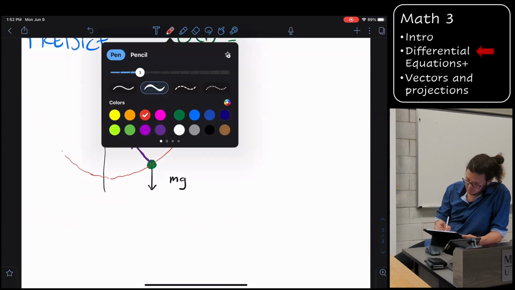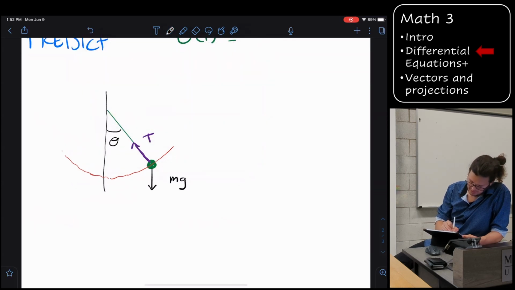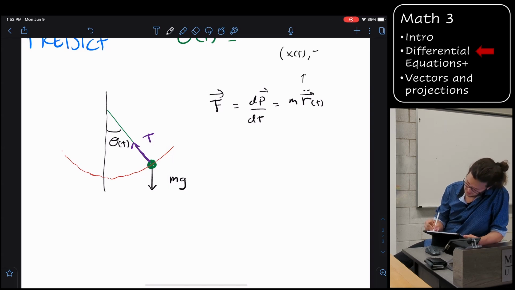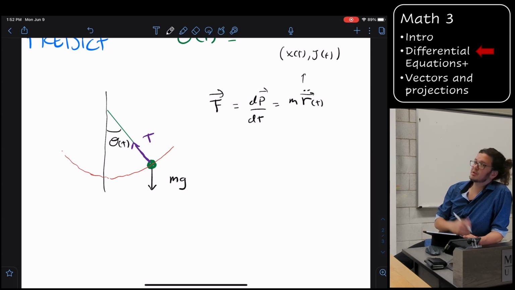Now, Newton's, so maybe I got a bit ahead of myself. I'm talking about theta as a function of time. Newton's equation talks about the forces as vectors, meaning the force as a vector is going to be equal to the derivative of the momentum with respect to time, which in this case, I have a constant mass. So this is going to be m times r double dot vector as a function of time, where this is what we were describing as x as a function of time and y as a function of time. But we want to describe this in terms of theta.